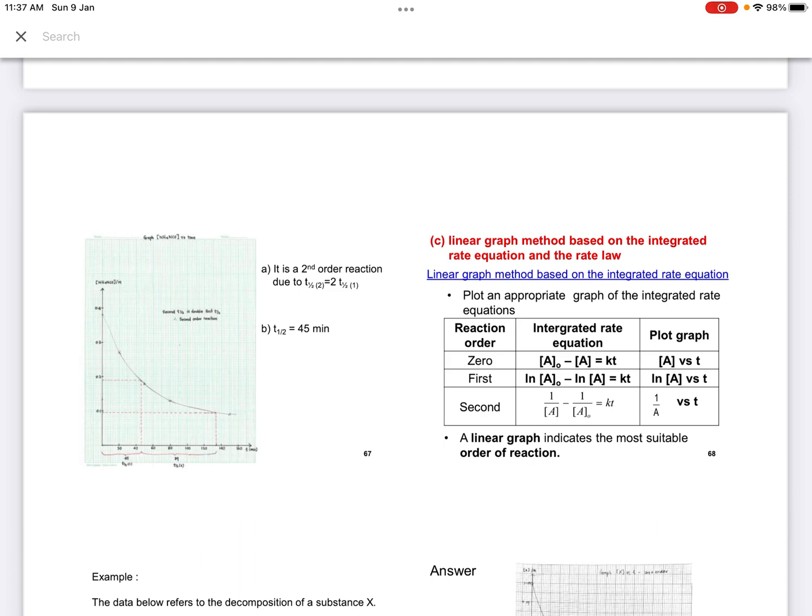Maka dia adalah second order reaction. Macam tu, like that. Okay. Cara nak cari half-life ni, ini tak boleh cerita juga, kena gunakan graph paper dan plot. Baru boleh cerita. Okay. Alright.